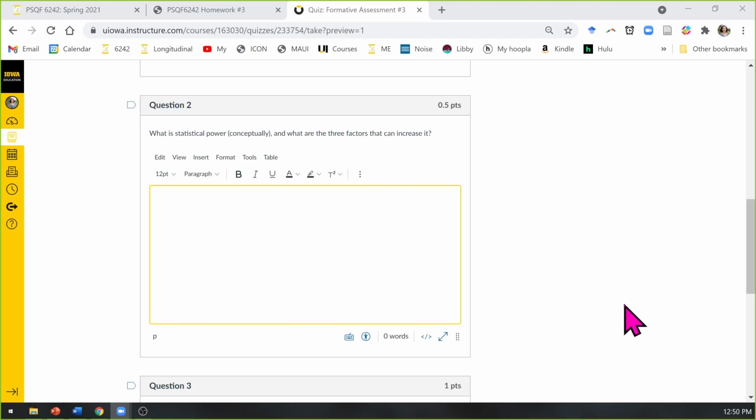But you are correct that, technically speaking, that is another way to increase power. Functionally, if you have a one-tailed test, then you have an alpha of 0.1 instead of 0.05, because you've moved all of the area into one side of the distribution.